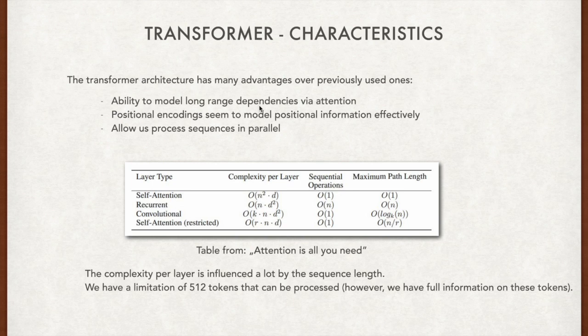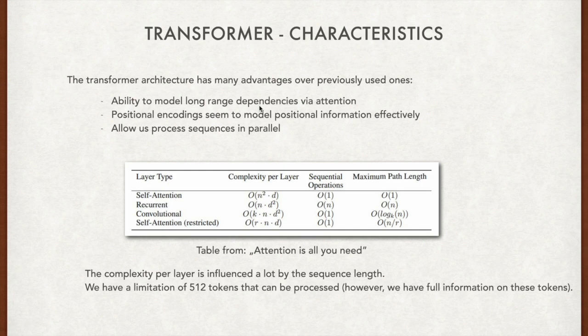The transformer architecture has many pros. As compared to previously used models, it can model long-range dependencies using attention. The transformer can encode positional information efficiently using positional embeddings, and, what is extremely important, the transformer allows us to process sequences in parallel. However, there is one drawback here.